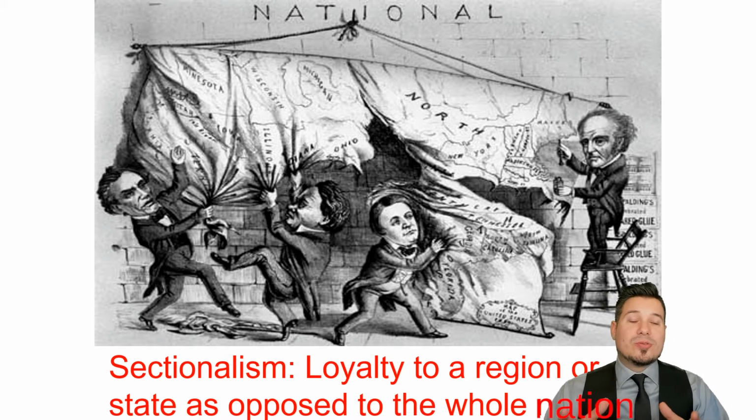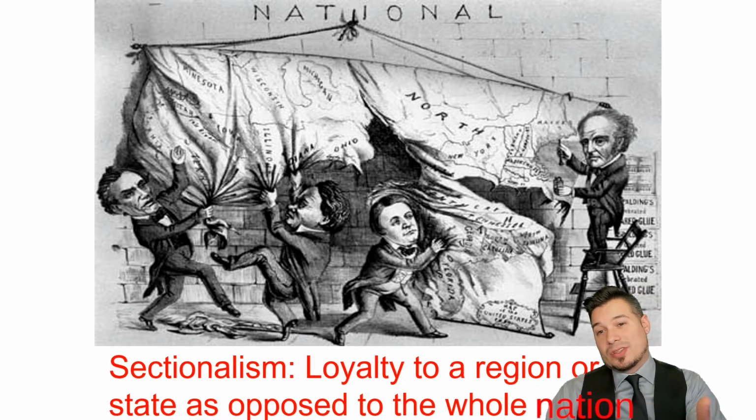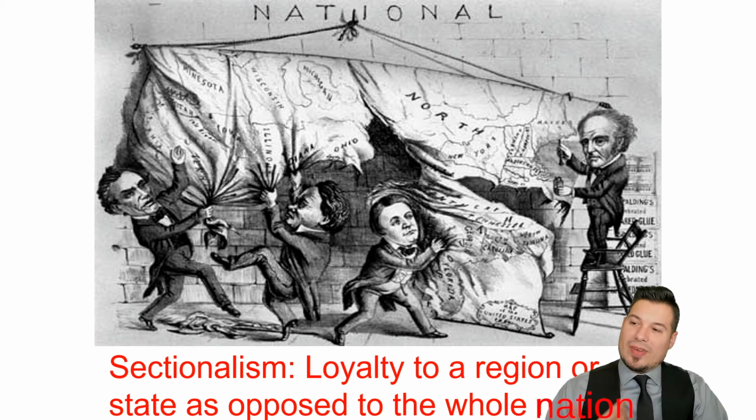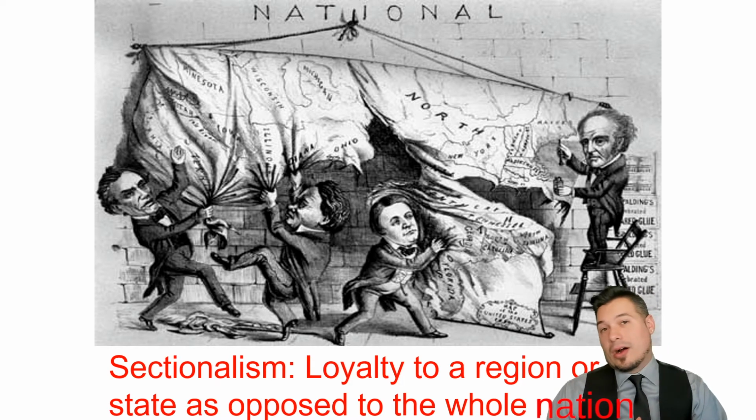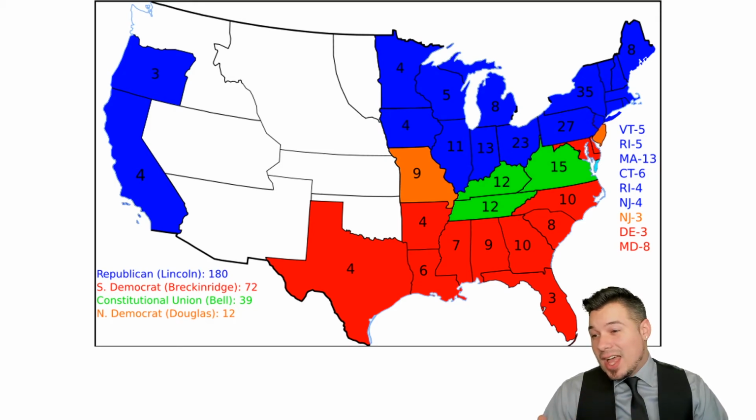This political cartoon demonstrates that perfectly. You've got poor John Bell trying to put the Union back together. As you can tell, it's not going to work, because it's a little bit of glue and a lot of ripping. You have Stephen Douglas, Abraham Lincoln, and John Breckinridge ripping and tearing this map, which represents the United States, apart. We're going to see that in the end, the Republican Abraham Lincoln is going to win.